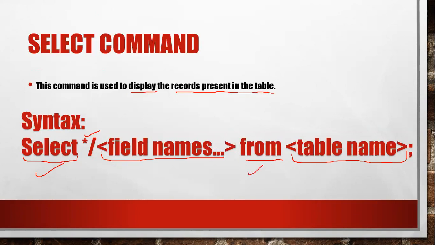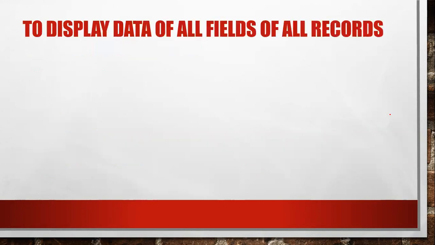Then you have to write the keyword from, and after that you have to write the name of the table. So let us see some examples of it to understand it more clearly. Suppose we have a situation where we have to display data of all fields. The fields of the table employee are E code, E name, salary, department, post.